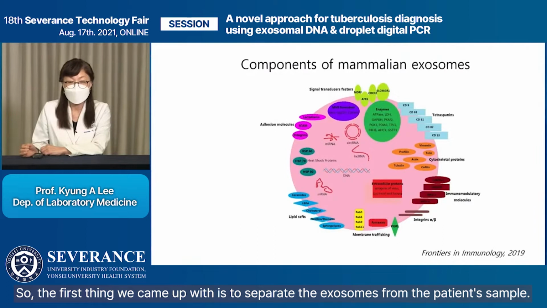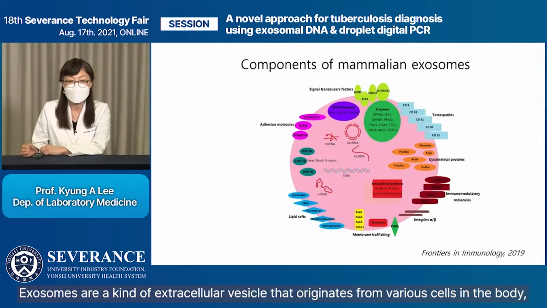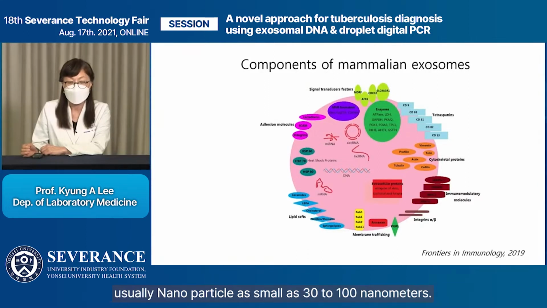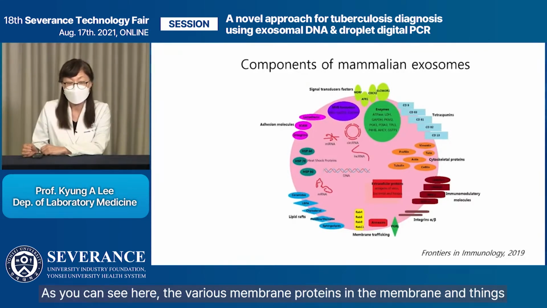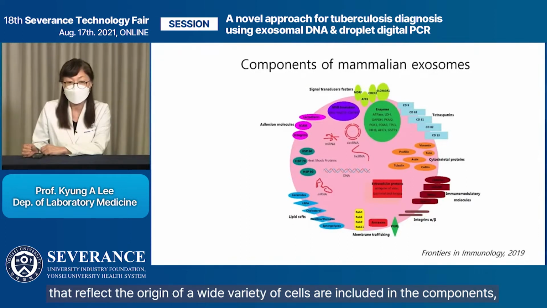So, the first thing we came up with is to separate the exosomes from the patient's sample. Exosomes are a kind of extracellular vesicle that originates from various cells in the body, usually nanoparticles as small as 30 to 100 nanometers. As you can see here, the membrane contains various membrane proteins and components that reflect the origin of a wide variety of cells.